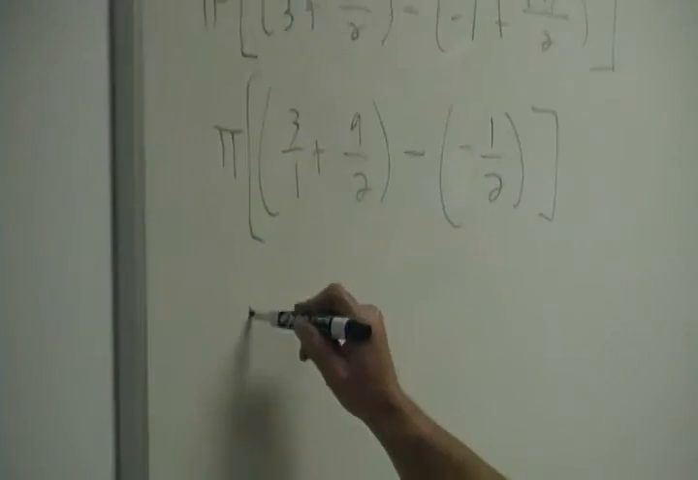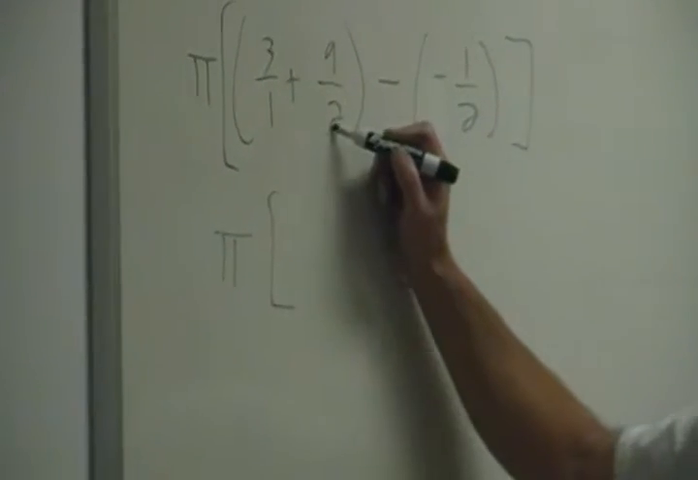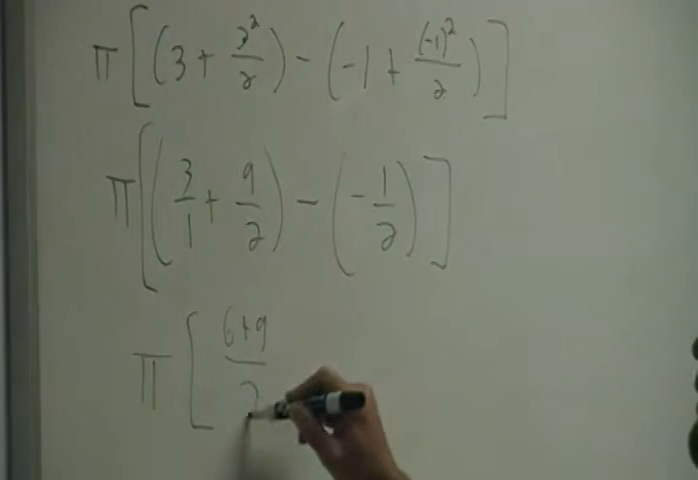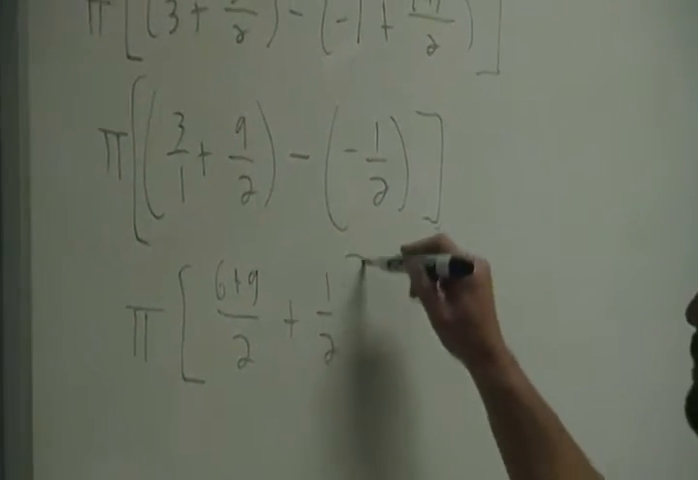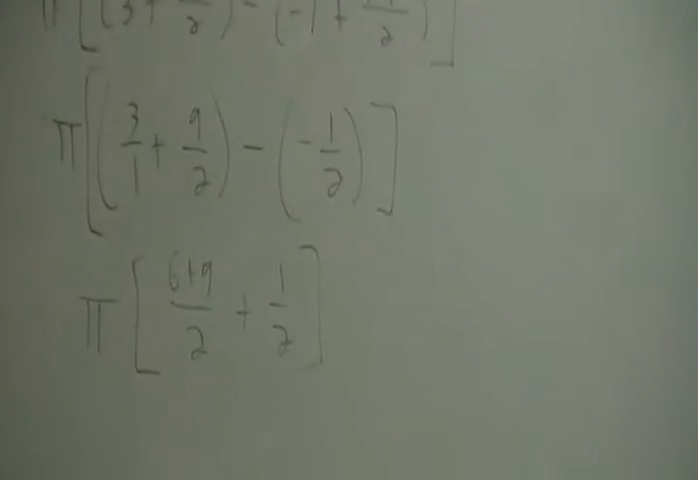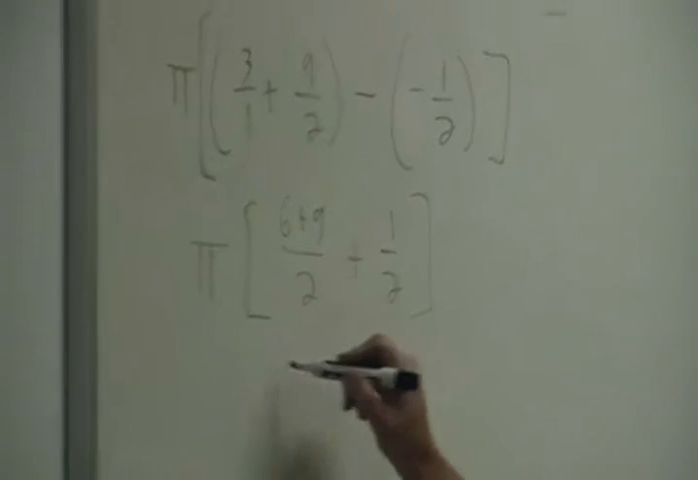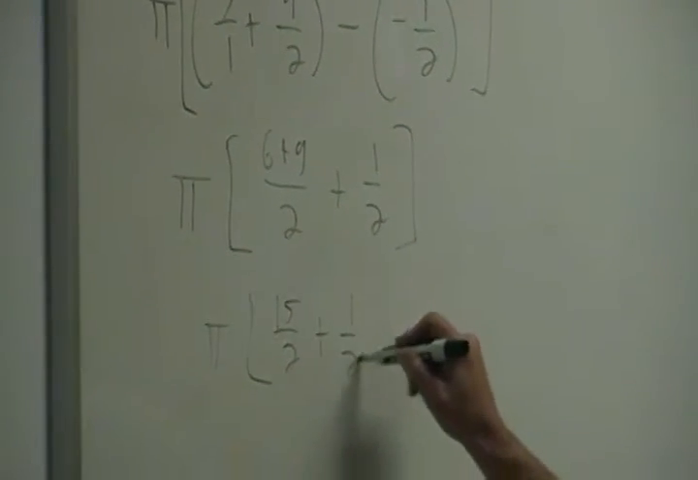So now pi is still sitting out there, and I'm going to butterfly this. That is 6 plus 9 over 2. And this is now plus 1/2, isn't it? Everybody okay with that? Minus a negative, that's plus 1/2, right? Okay, well this is 15 over 2 plus 1 over 2.